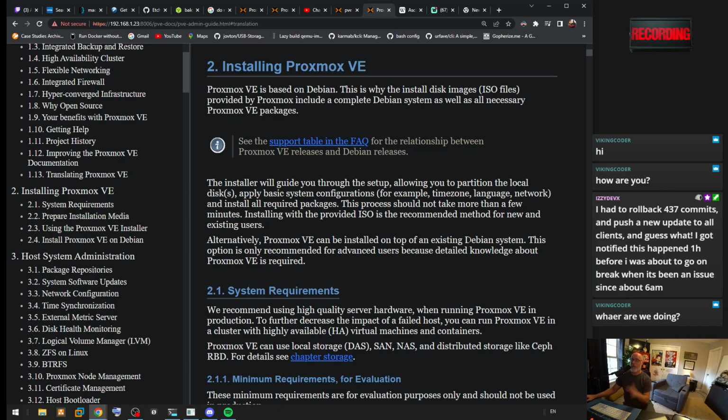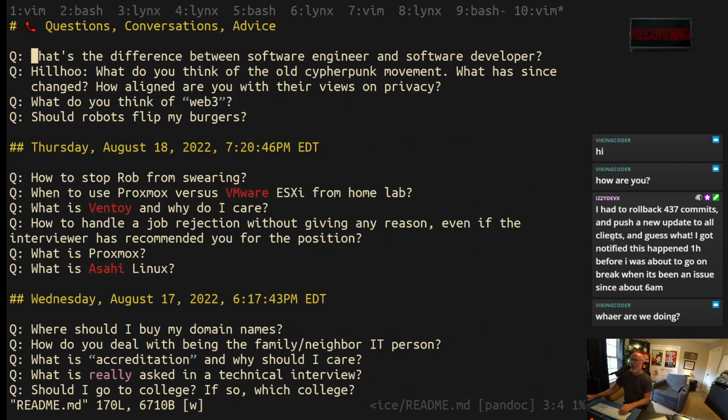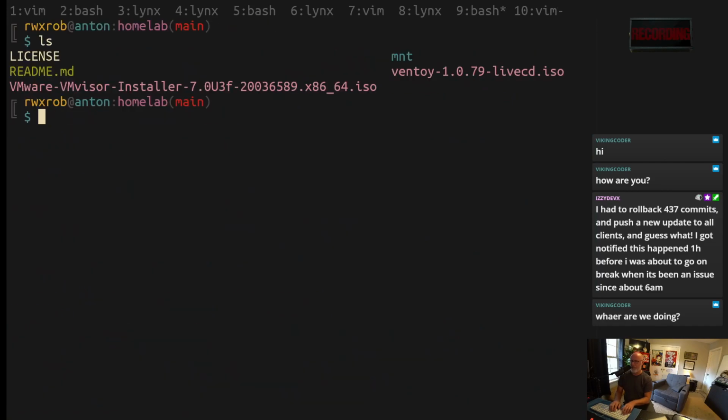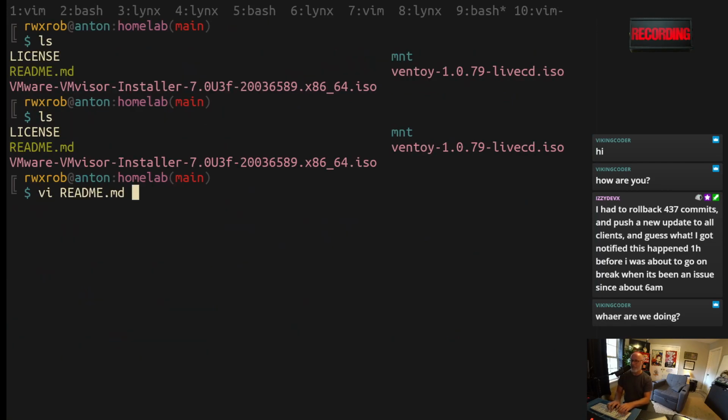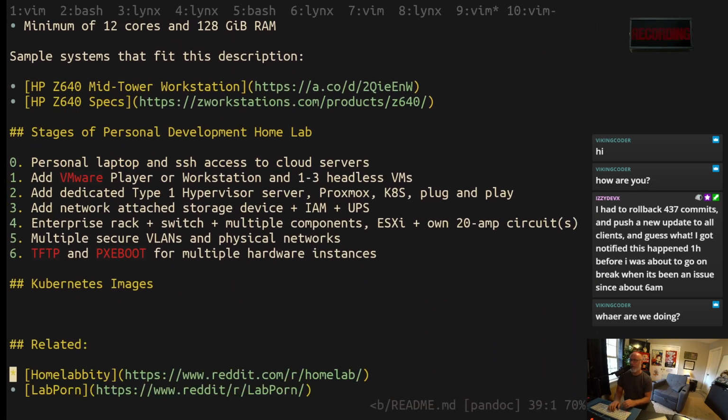If you're going to do Proxmox, people are going to say, just install Debian and put Proxmox on there. And I'm not a fan, and let me tell you why. I'm going to review the stages of personal home lab evolution. Okay, so let me review the stages of personal home lab evolution.